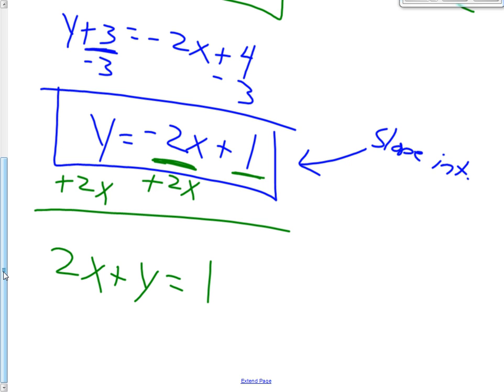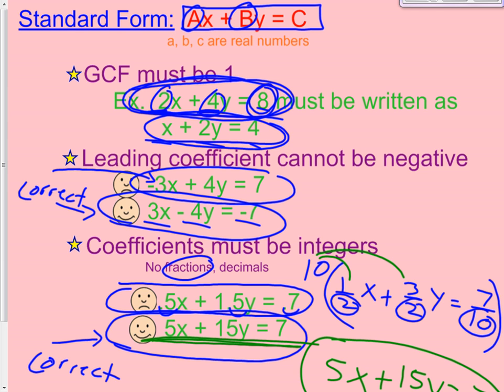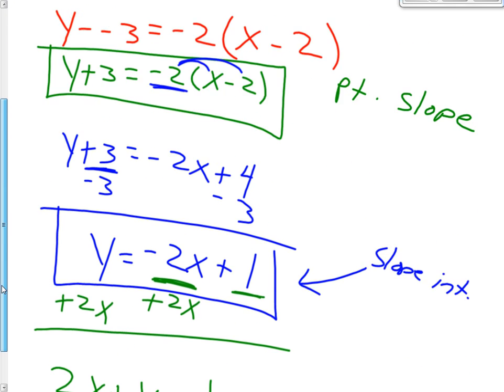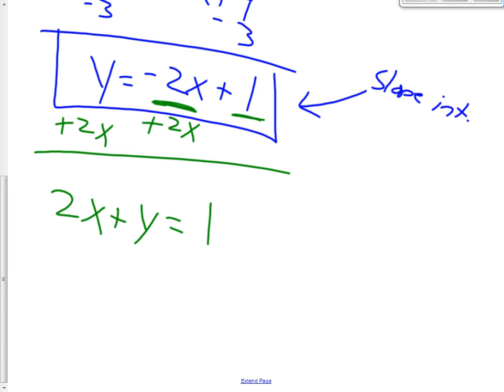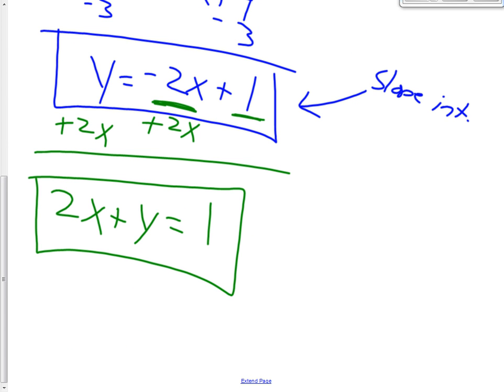Let's look at this. The greatest common factor is 1. No fractions or decimals, so we're good there. And that other rule was the leading coefficient cannot be negative. And is our leading coefficient negative? No, it's a positive 2. So this is your answer for standard form. I expect you to know how to do all of those things and manipulate those variables to get the type of form that we want.